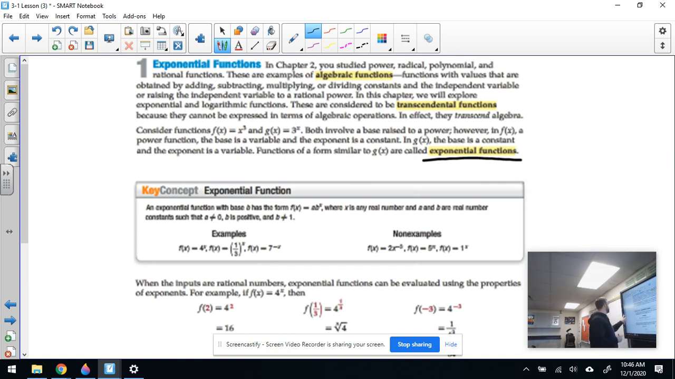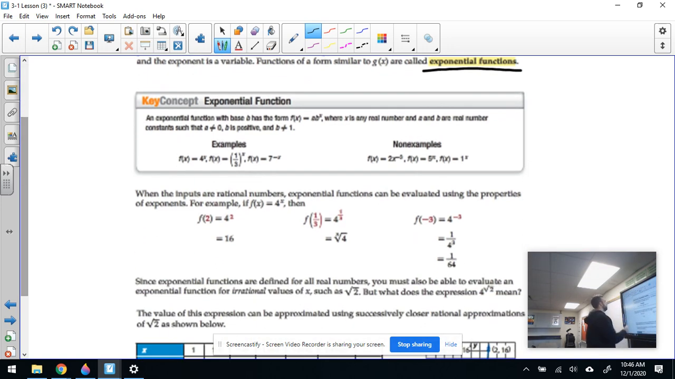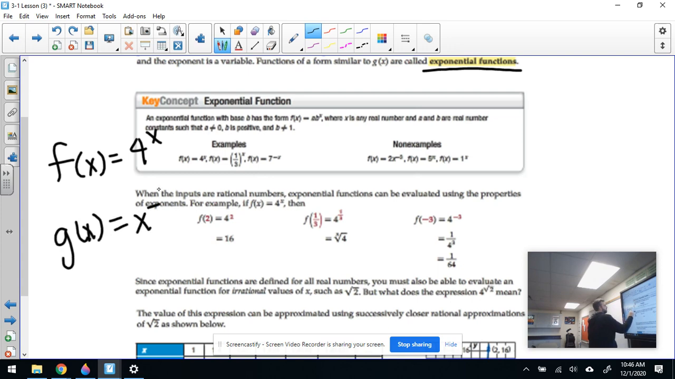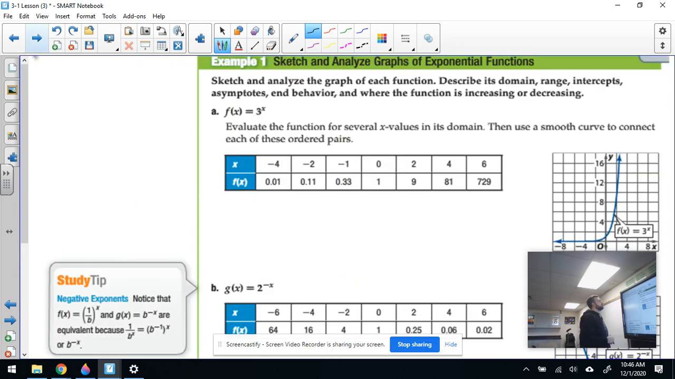And exponential functions can look kind of like this, right? We can have them look like f of x equals 4 to the x power, or g of x is equal to x to the negative 3 power, or something like that, where we can figure that out. They also can be something that's like a portion of a fraction, right, or something like that. So we're going to look at a bunch of different examples, and we're going to get really used to using exponential functions, right? So let's just jump into a problem, okay?